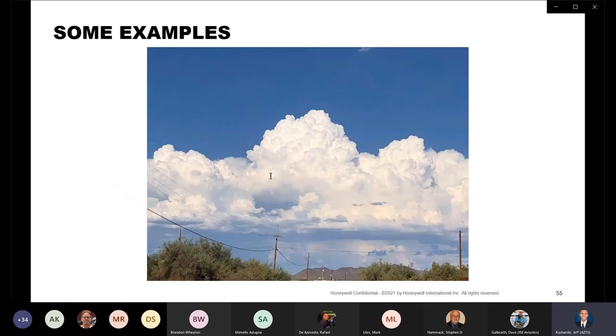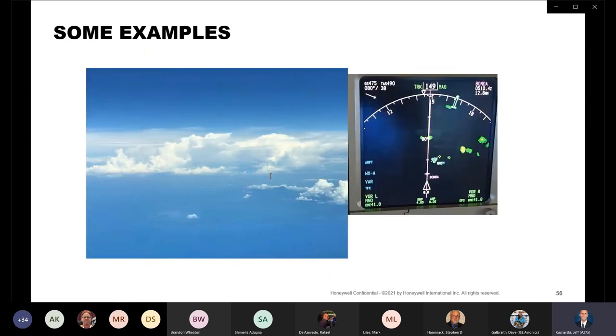When you see vigorous convective activity, you usually see what we call hard-knuckled or cauliflower tops, as shown in this picture. If you see more glaciated tops, which are like these, what we call wispy glaciated frozen tops, it generally indicates not very strong convective activity.